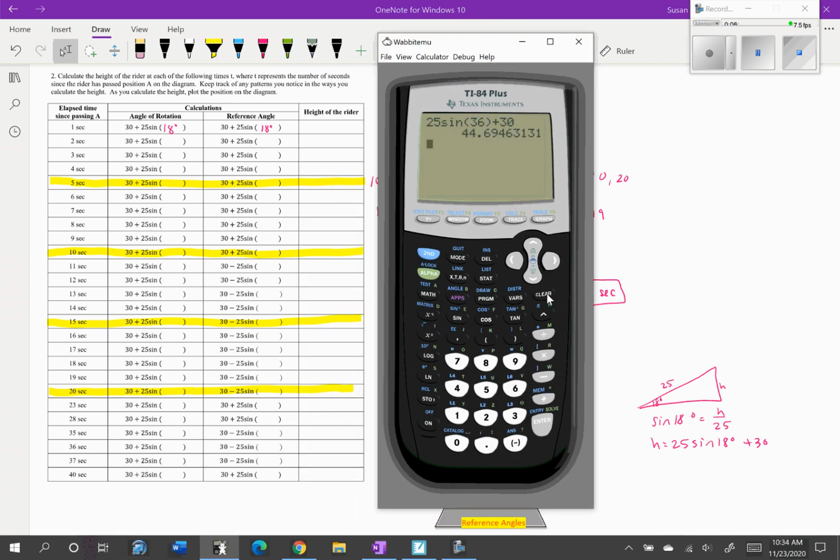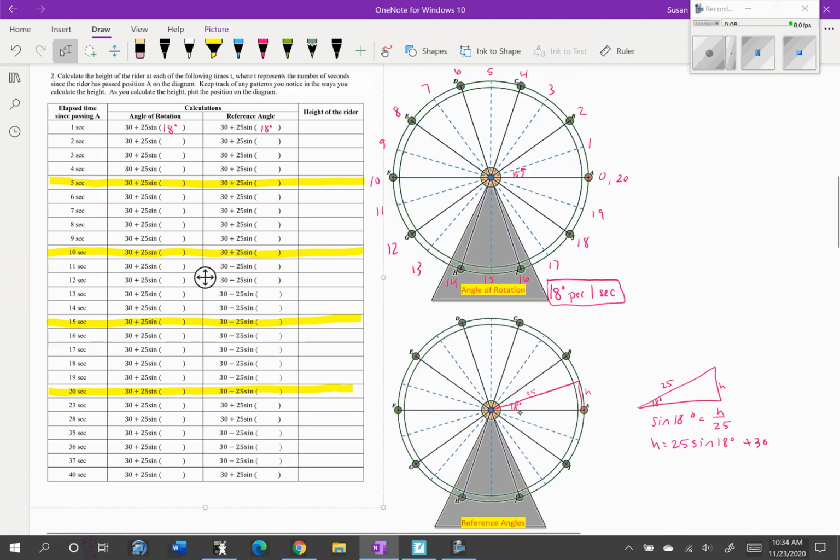So for this, we have 30 plus, and you can put the 30 on either side. It doesn't really matter. I'm just going to put it in front. So 30 plus 25 times the sine of 18. And we notice that gives us 37.73 feet off the ground. So now let's look at the next one.